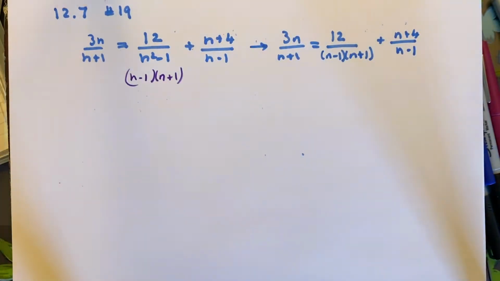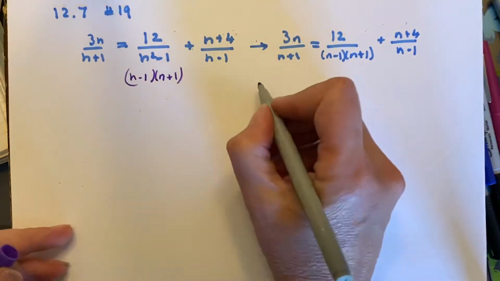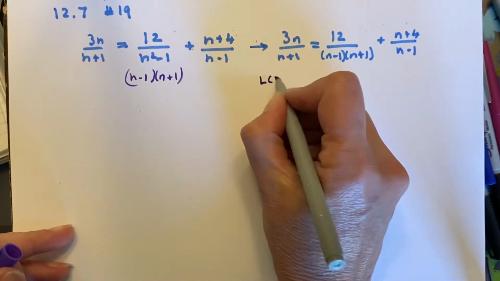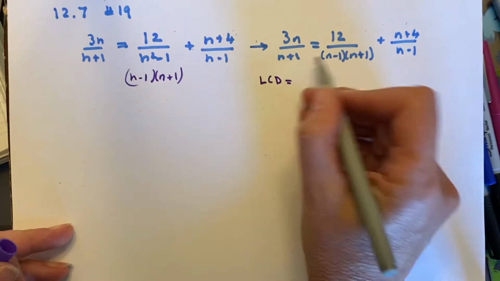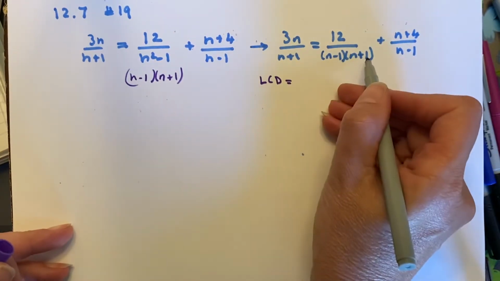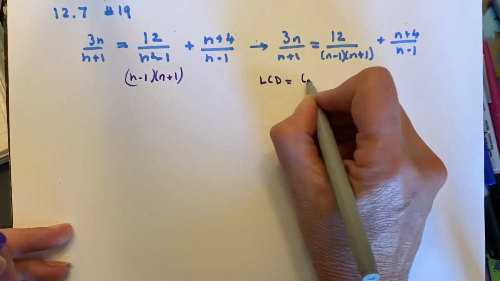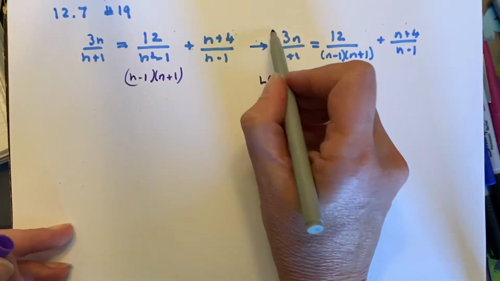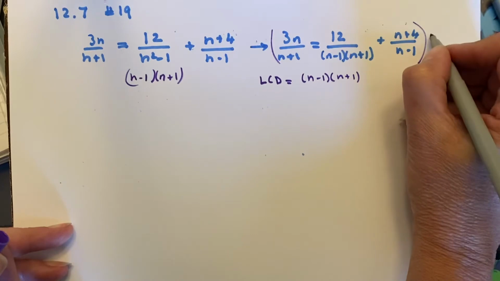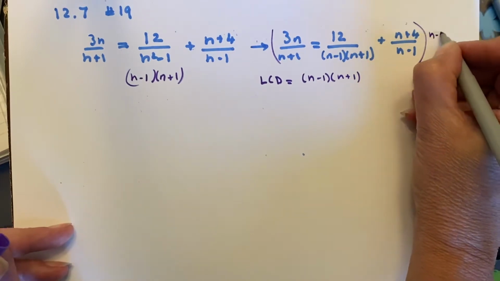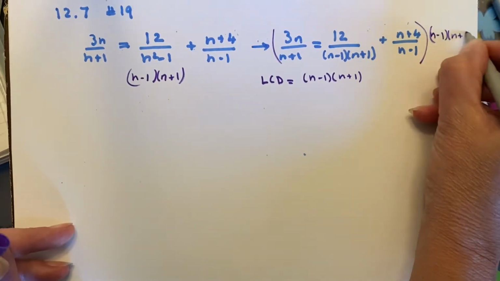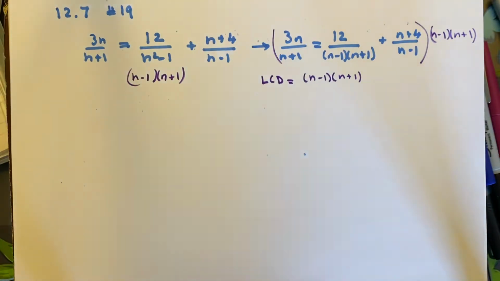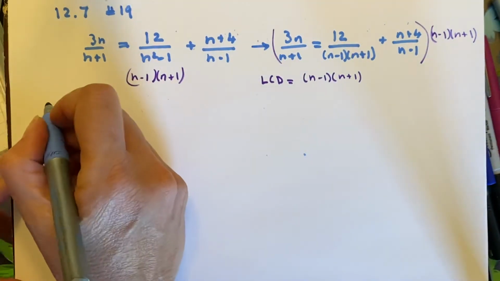What is my LCD? Because I need to clear my fractions. So my LCD is actually going to be, I have an n plus 1, an n minus 1, and n minus 1, n plus 1. So this one's pretty easy. It's just n minus 1 times n plus 1. So that's what I'm going to multiply everything by to clear my fractions. And so I'm going to multiply through every term.